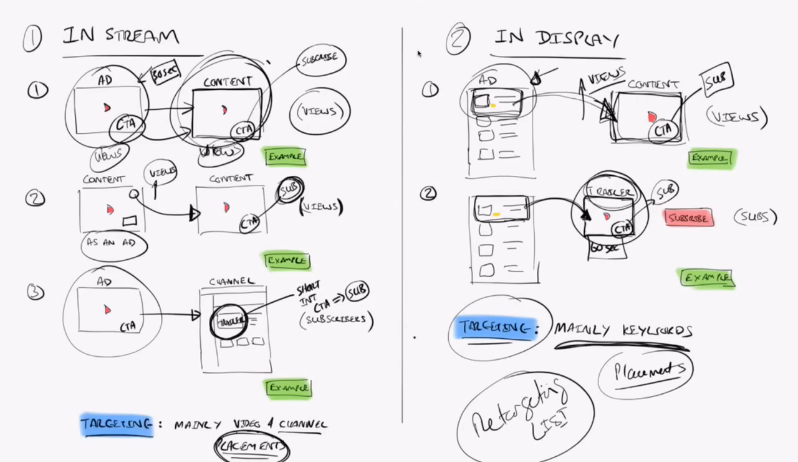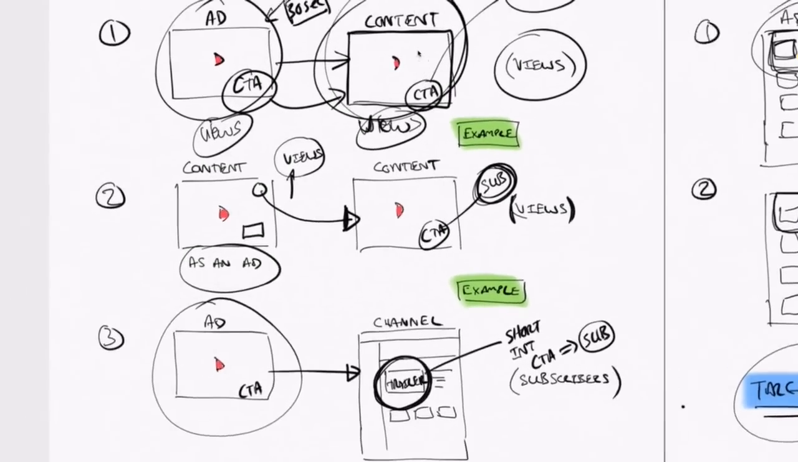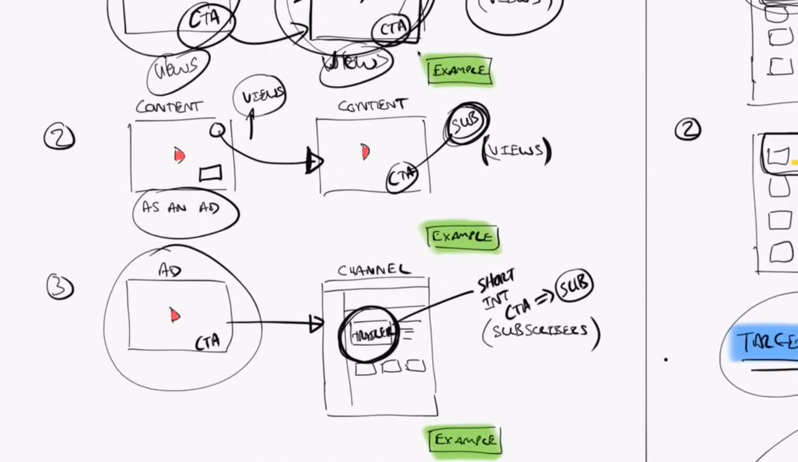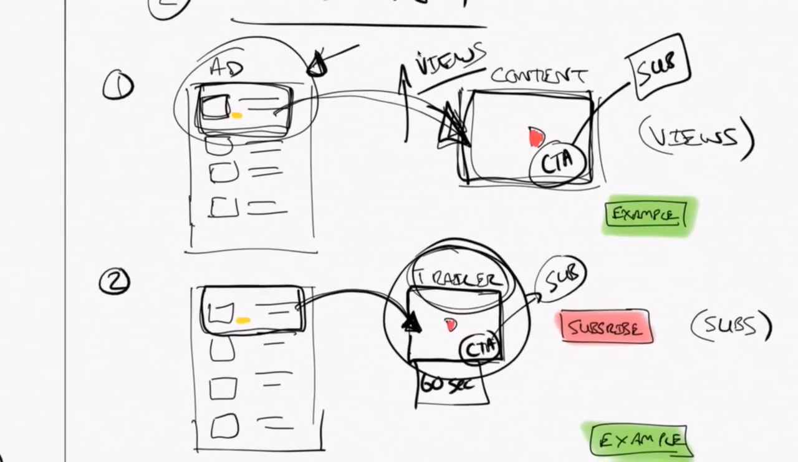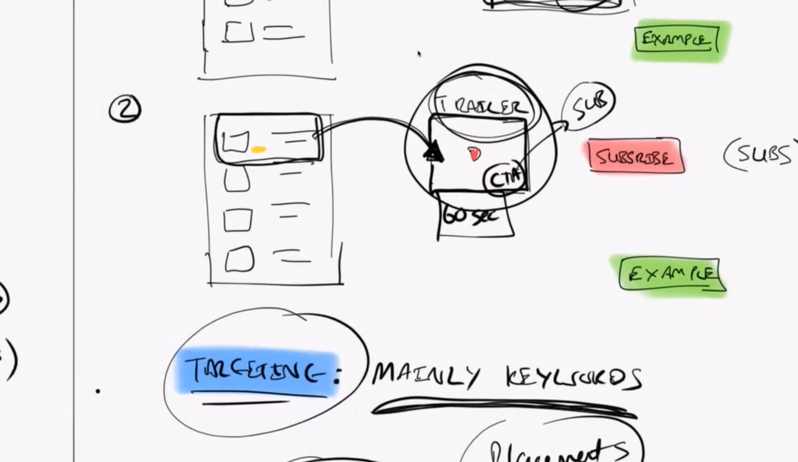You don't have to if you want to do it yourself. But then, we focus on just keeping things simple with InStream. Just these three options: ad to content, content to content, and ad to channel. And with in-display, we just go from the ad straight to content, or from the ad straight to a trailer video. And that, my dear friends, is how you use YouTube video ads for helping you grow your YouTube channel.